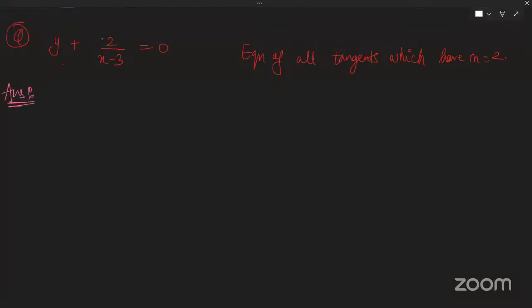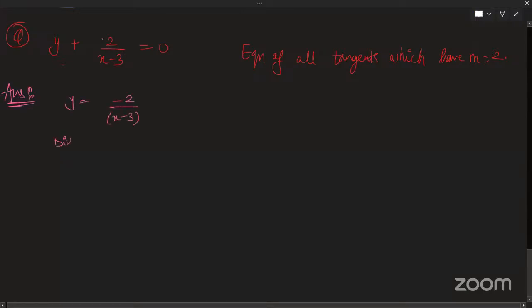So if I differentiate this, I will get y is equal to minus 2 by (x minus 3). If I differentiate it with respect to x, dy by dx will be, tell me, how will you differentiate this? So it is minus 2 into (x minus 3) raised to minus 1. So it will be minus 1 into (x minus 3) raised to minus 2, right? So it will be 2 by (x minus 3) whole square.